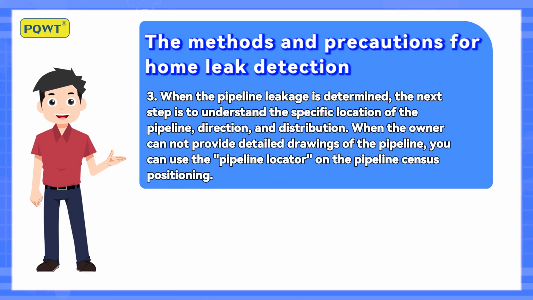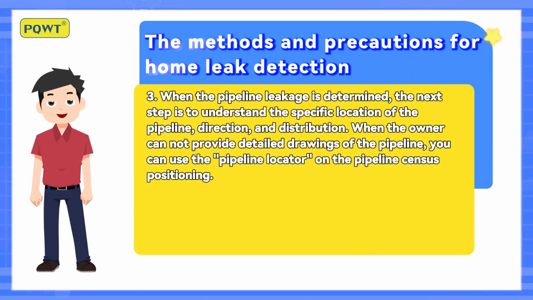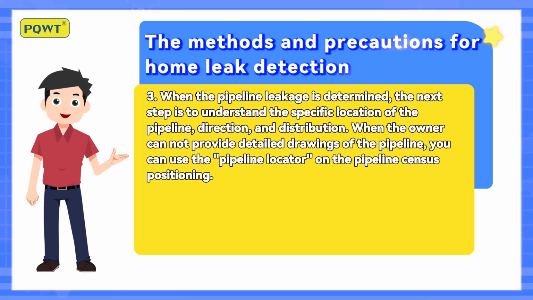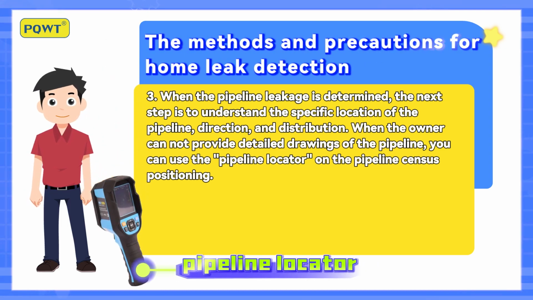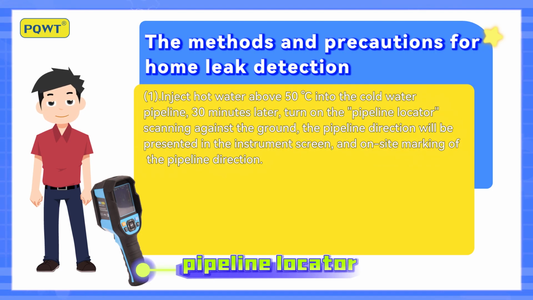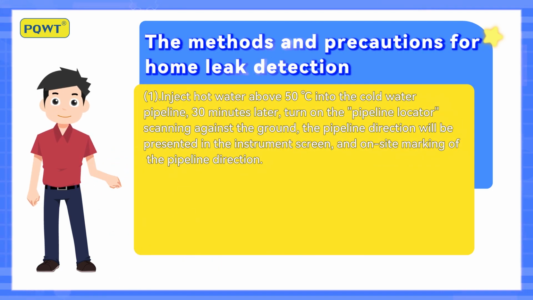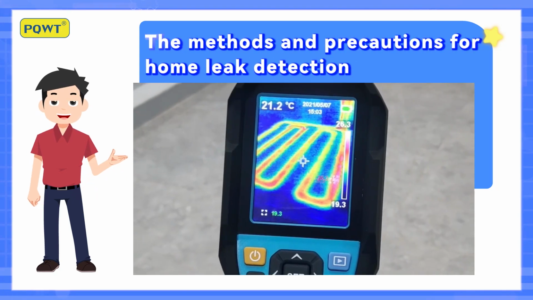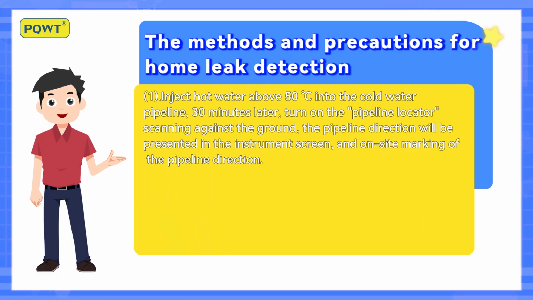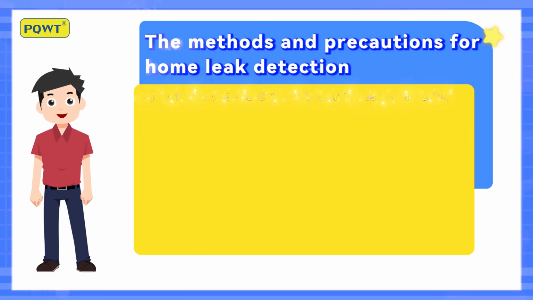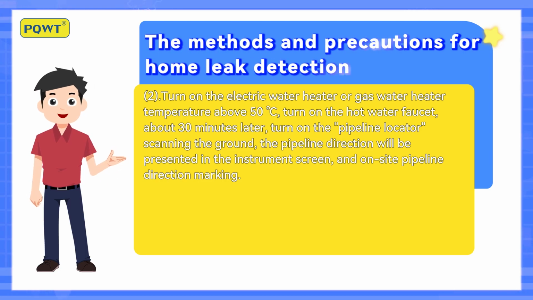3. When pipeline leakage is determined, the next step is to understand the specific location, direction, and distribution of the pipeline. When the owner cannot provide detailed drawings of the pipeline, you can use the pipeline locator. 1. Inject hot water above 50 degrees centigrade into the cold water pipeline. 30 minutes later, turn on the pipeline locator. Scanning against the ground, the pipeline direction will be presented on the instrument screen, and you mark the pipeline direction on site.